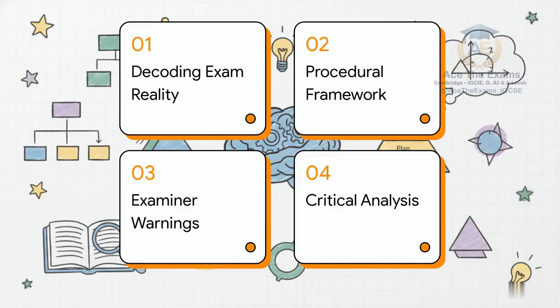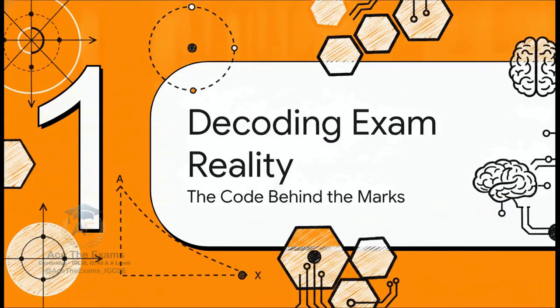So here is our Insider's Playbook for today. This is your mathematics success blueprint. First, we'll start by decoding the exam reality, looking at the actual code behind the marks. Then, we are going to move into the procedural framework, the exact step-by-step system you need. After that, we'll cover the top examiner warnings, so you can dodge the traps that catch out students like Alex and Sam. And finally, we'll wrap up with the critical analysis strategy to secure those top-tier marks. We're going to completely overhaul how you look at these questions. All right, let's jump into Section 1, Decoding the Exam Reality.